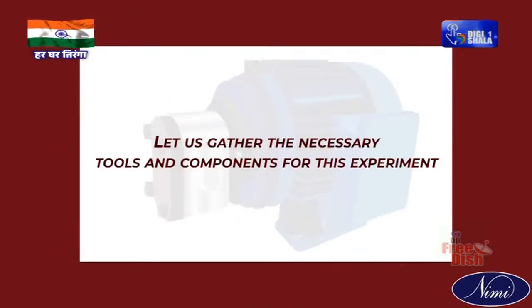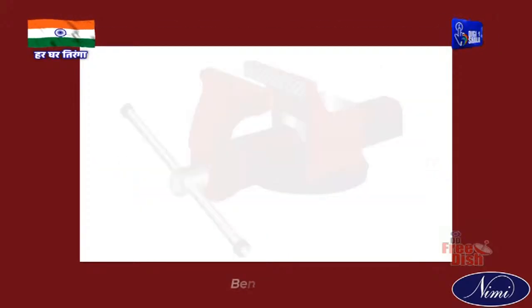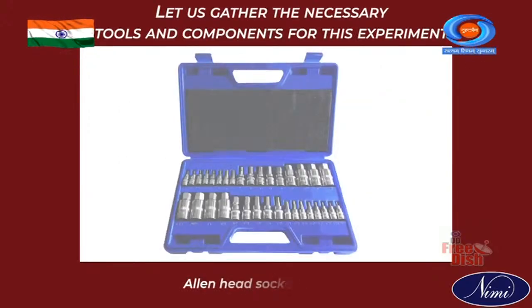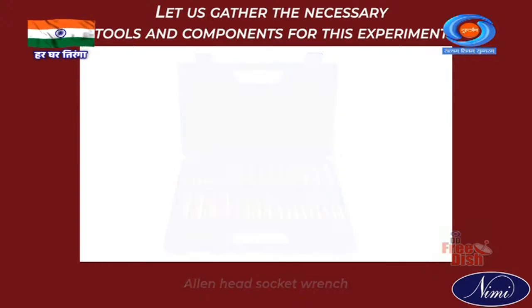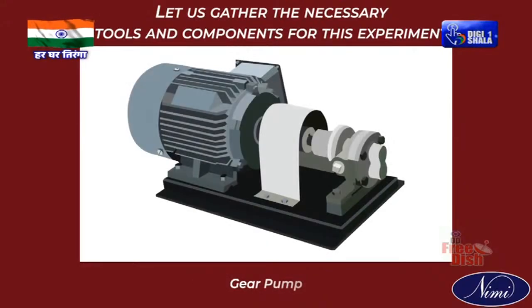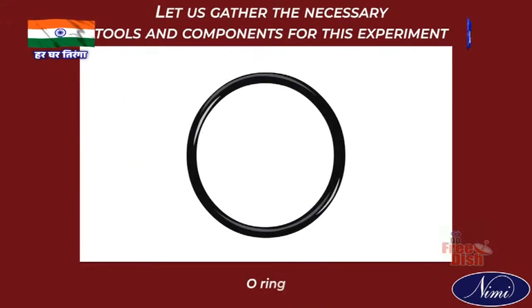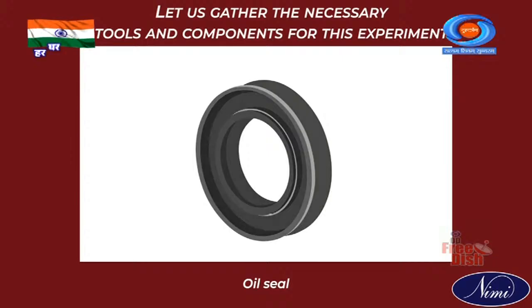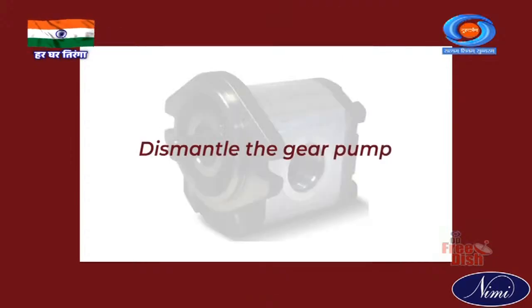Let us gather the necessary tools and components for this experiment: bench vise, Allen head socket wrench, internal snap ring pliers, gear pump, O-ring, oil seal. Dismantle the gear pump.